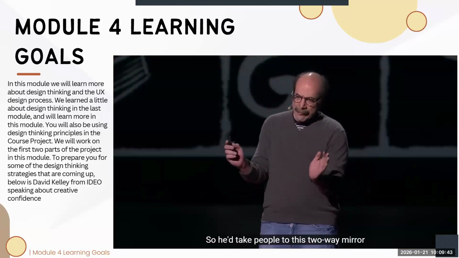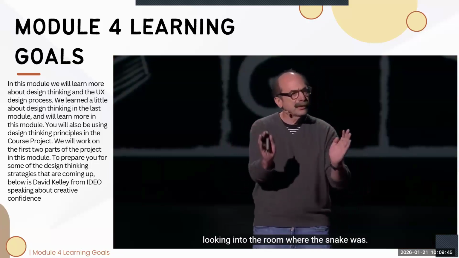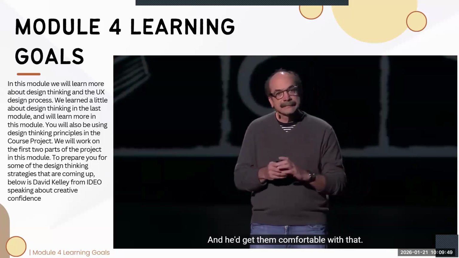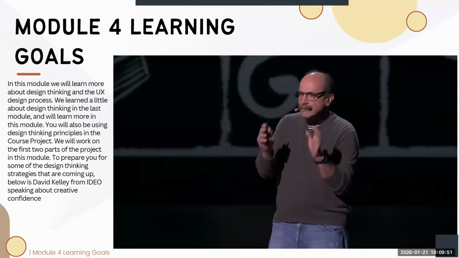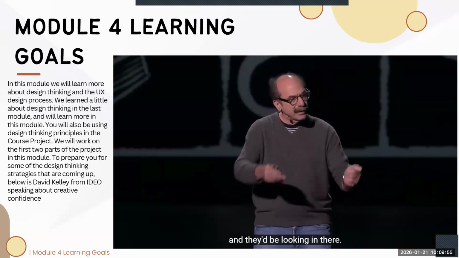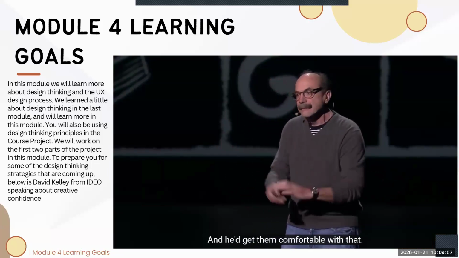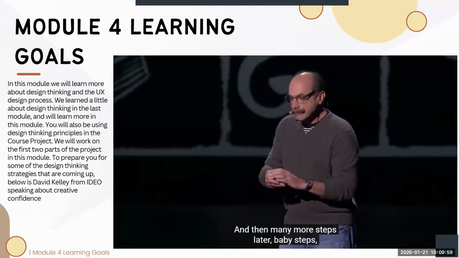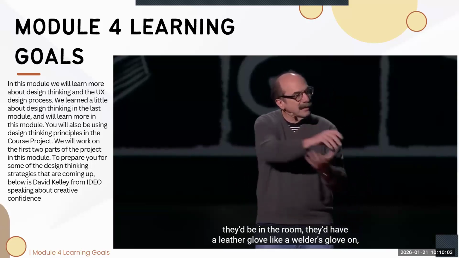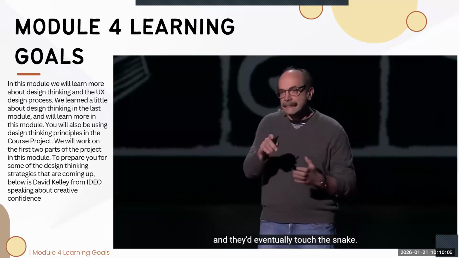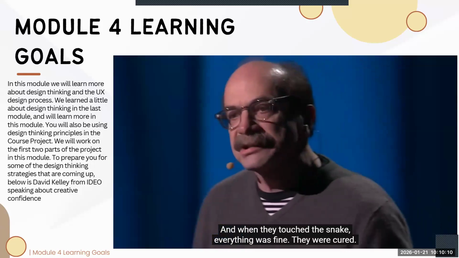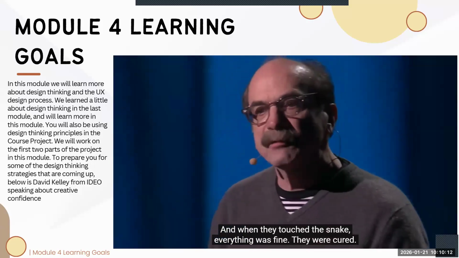So he'd take people to this two-way mirror looking into the room where the snake was, and he'd get them comfortable with that. And then through a series of steps, he'd move them. They'd be standing in the doorway with the door open, looking in there, and he'd get them comfortable with that. And then many more steps later, baby steps, they'd be in the room. They'd have a leather glove, like a welder's glove on, and they'd eventually touch the snake. And when they touched the snake, everything was fine.